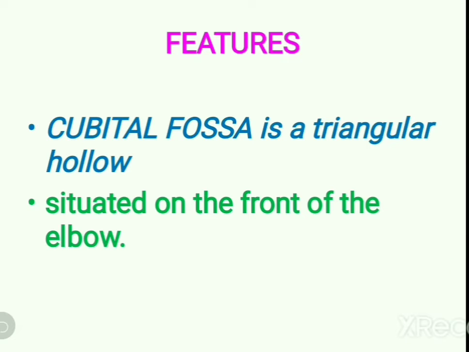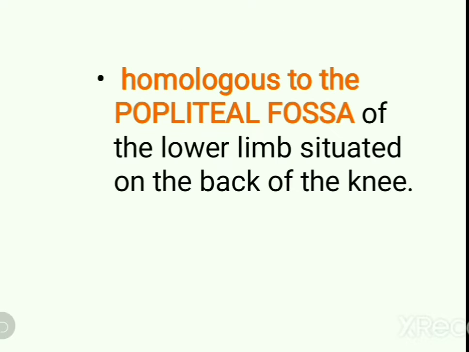So firstly, we'll see the features of the cubital fossa. Under the features of the cubital fossa, there are 3 points. Cubital fossa is triangular in shape. It is a hollow structure and it is situated on the front of the elbow. And cubital fossa is homologous to the popliteal fossa of the lower limb, which is situated on back of the knee.